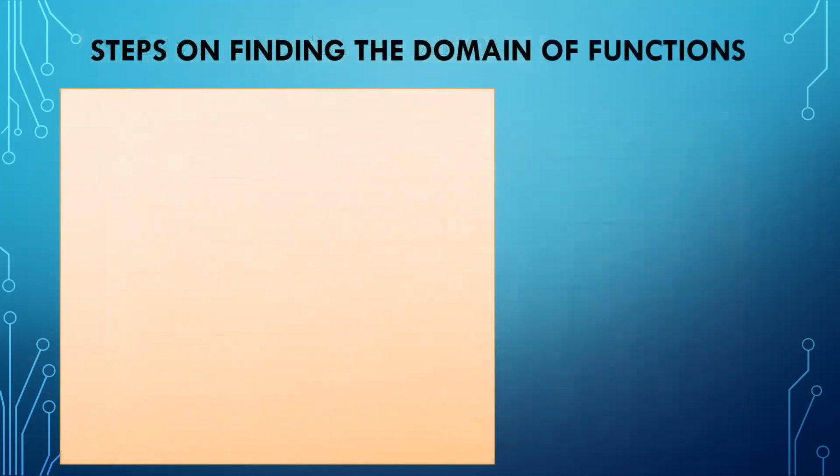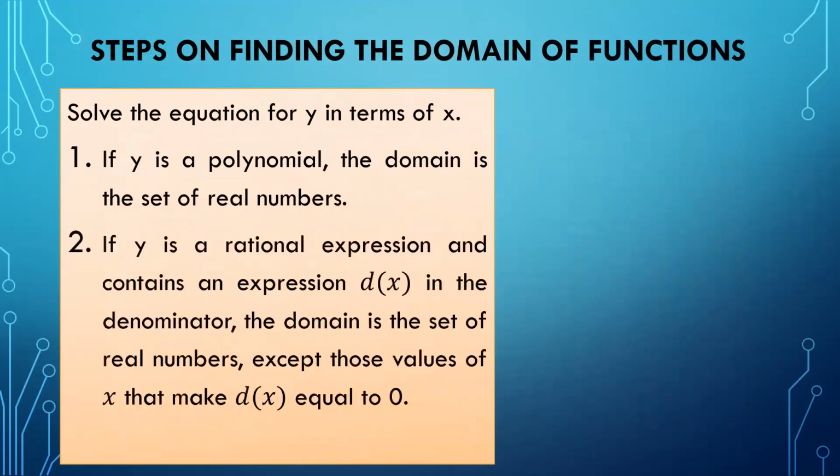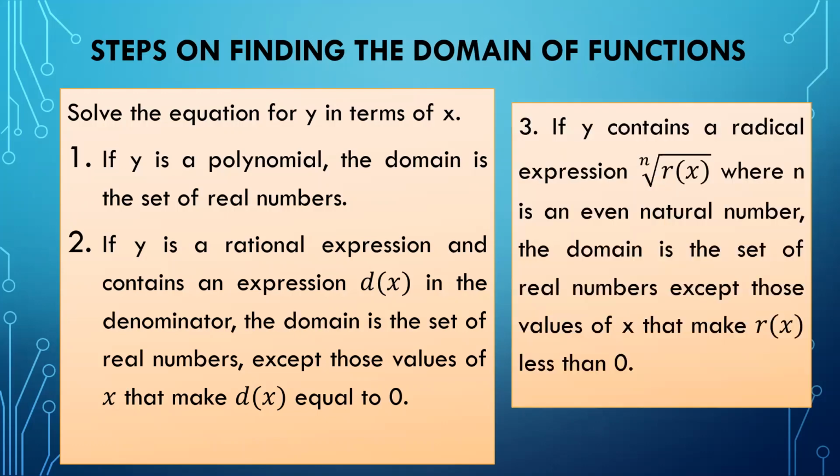So next, we have here the steps on finding the domain of functions. First, solve the equation for y in terms of x. If y is a polynomial, then the domain is the set of all real numbers. Number 2, if y is a rational expression and contains an expression d of x in the denominator, the domain is the set of real numbers except those values of x that make the denominator d of x equal to 0.